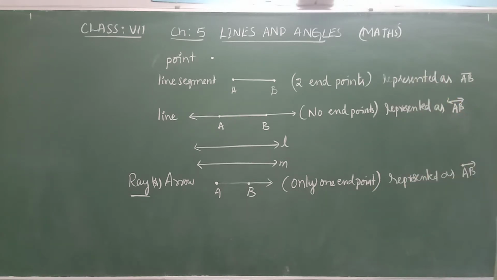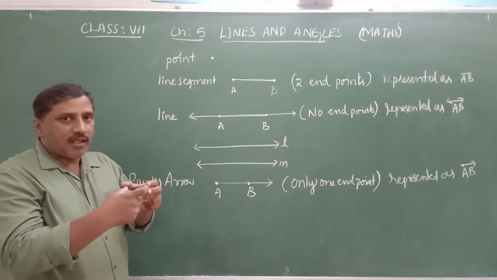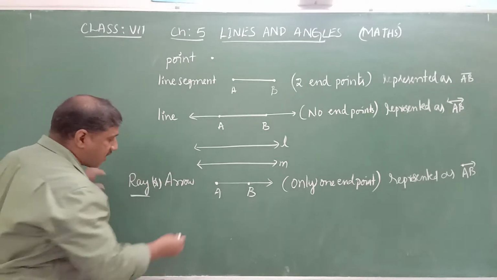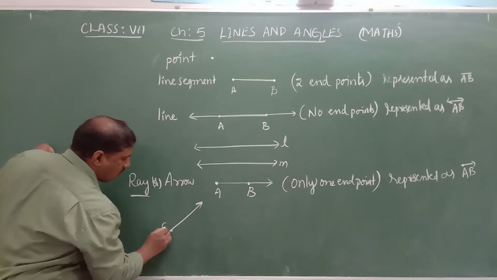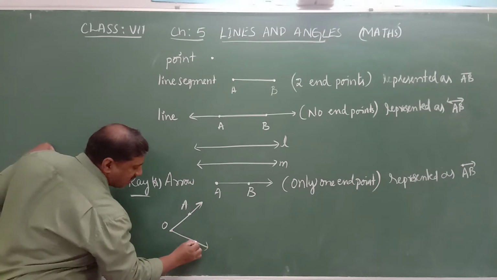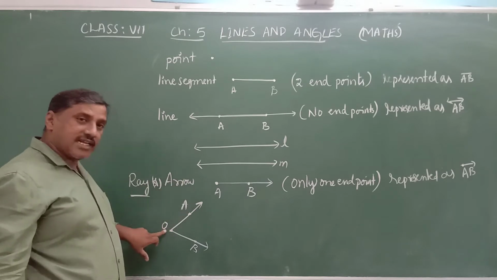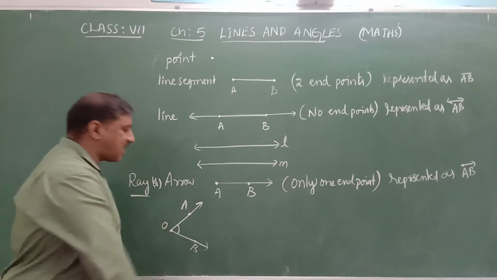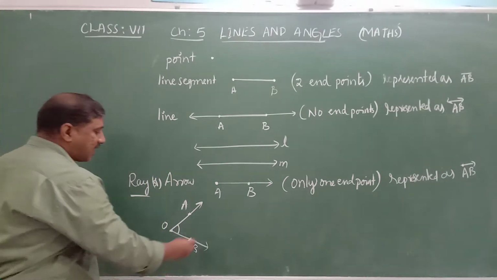What is an angle? An angle is a geometrical figure which is obtained by joining two rays with a common end point. Let this be one ray with the point O. OA is a ray and the other one, OB, is the other ray. The end point of OA is O, and the end point of OB is O. Both rays have the same end point. This kind of figure is known as an angle.